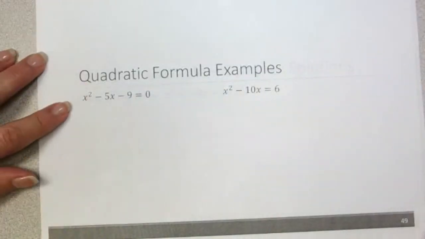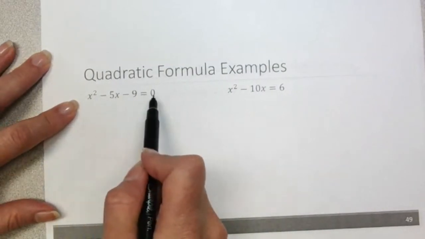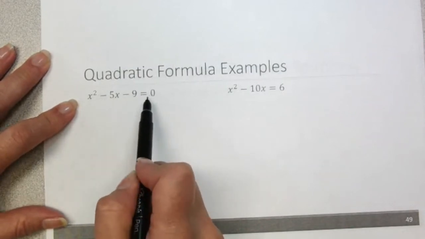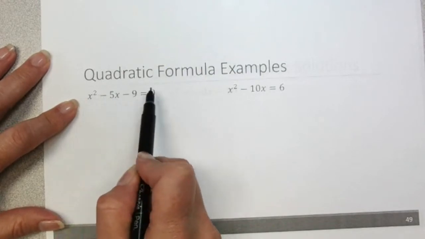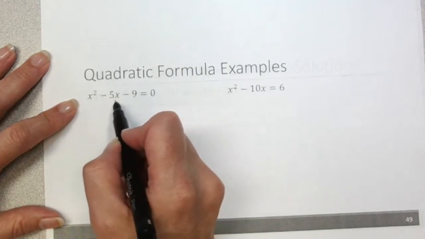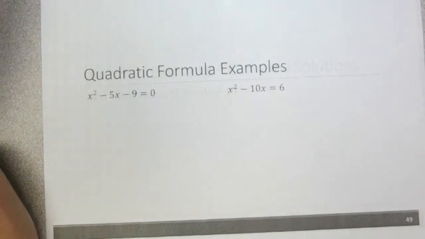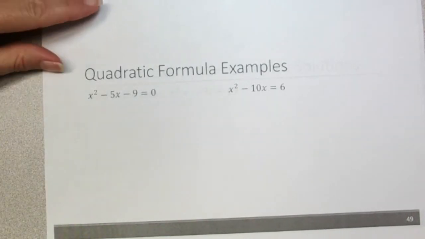All right, in this first example, we always want to ask ourselves, is it in standard form first? This first example is x squared minus 5x minus 9 equals 0. Okay, it's all set equal to 0, and it's in the order of descending exponent. I might try to factor that, so I would look for factors of -9 that add to -5. I would find that there are none. There are no factors of -9 that add to -5, so I would say, well, I can't solve that one by factoring, so I'm going to have to use the quadratic formula.